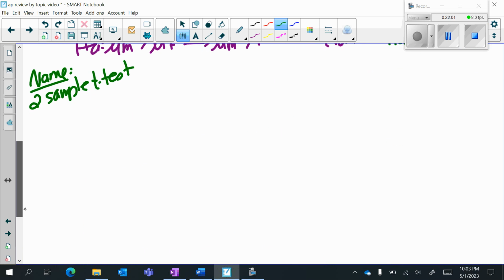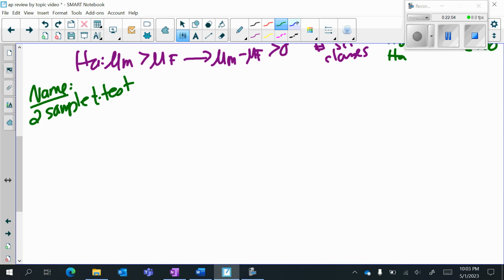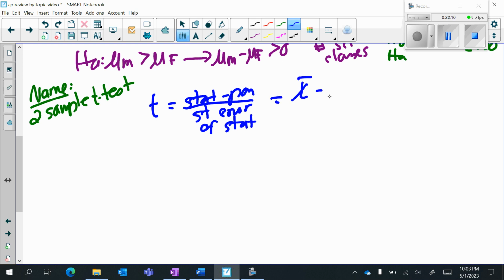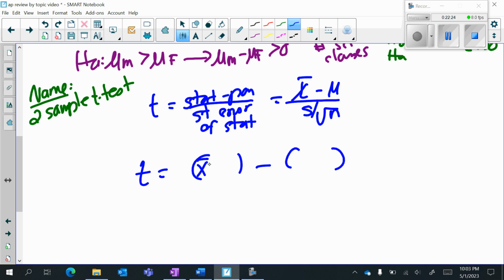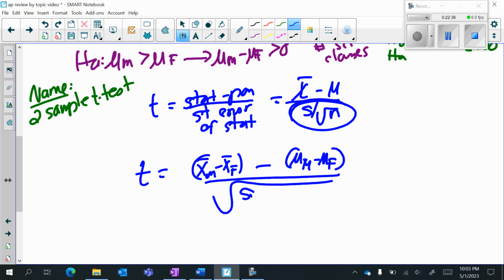So going back to the test statistic, if you remember on the last page when I started, the test statistic was statistic minus parameter over standard deviation or standard error of the statistic, right? So remember for one mean, it was x bar minus mu over s over radical n. So for two means, it's just going to be kind of double that. So it's going to be x bar 1 minus x bar 2 minus mu1 minus mu2 over standard deviation. Instead of this one, we're going to do the one that's a little longer: s1 squared over n1 for males plus s2 squared over n2 for females, all right?